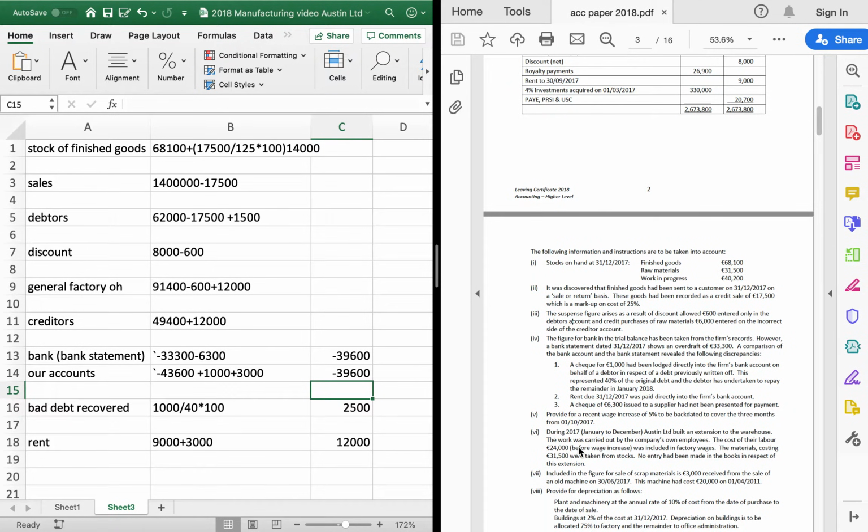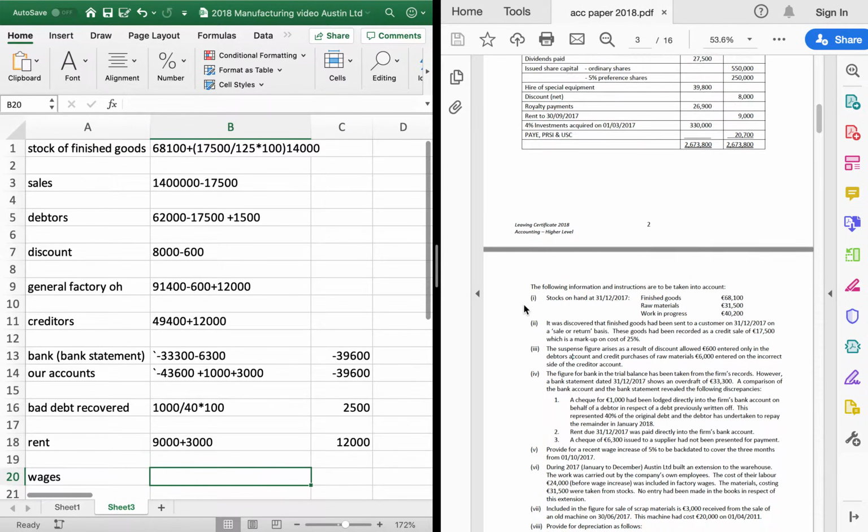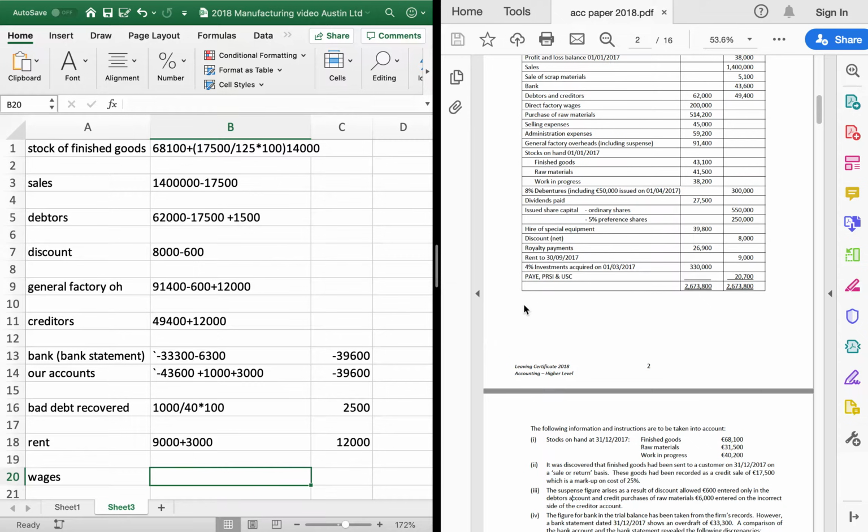Provide for a wage increase of 5% to be backdated to cover 3 months from the 1st of the 10th. So this is our wages. So wages at the moment, the total amount for direct factory wages are 200,000.